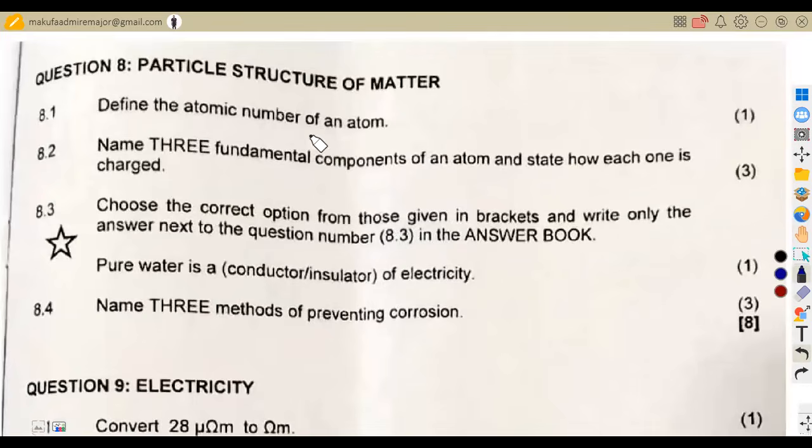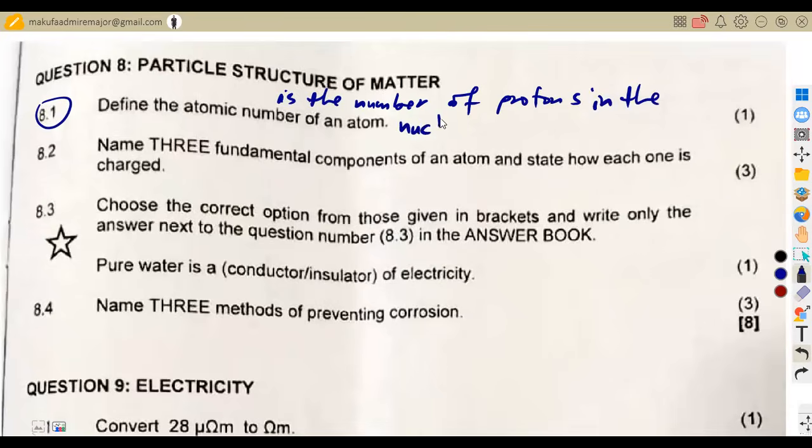Question 8, the particle structure of matter. 8.1 asks to define the atomic number of an atom. So it's simply the number of protons in the nucleus of an atom. That's it. All right. So this one is simply the number of protons in the nucleus, all right, of an atom. So that is the atomic number there.